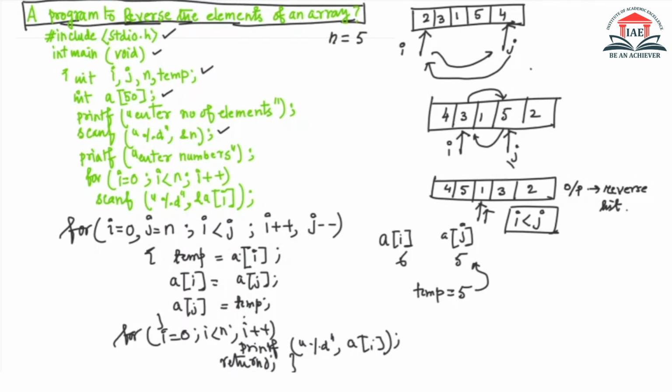What we are discussing now are all one-dimensional arrays. This is called a 1D array. In the next lecture, we will do the 2D array, that means the two-dimensional array.